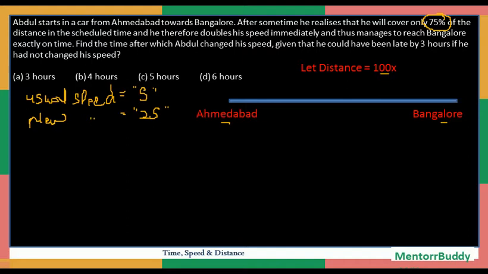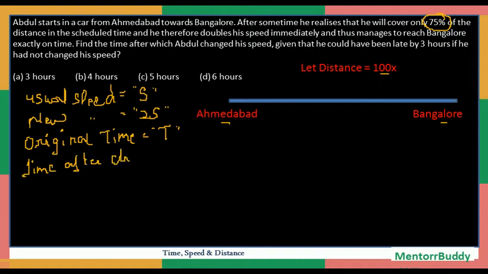And it also says the time taken. Let's say the original time, in case he moves with the usual speed, is considered to be t hours, and the time after changing speed is, let's say, small t. So after small t hours he is going to change the speed, right?